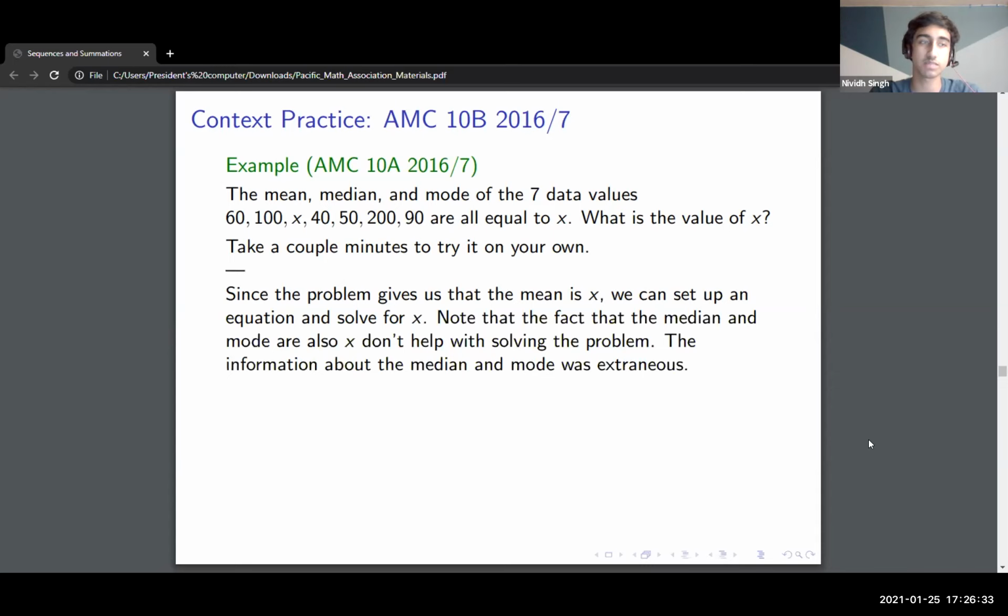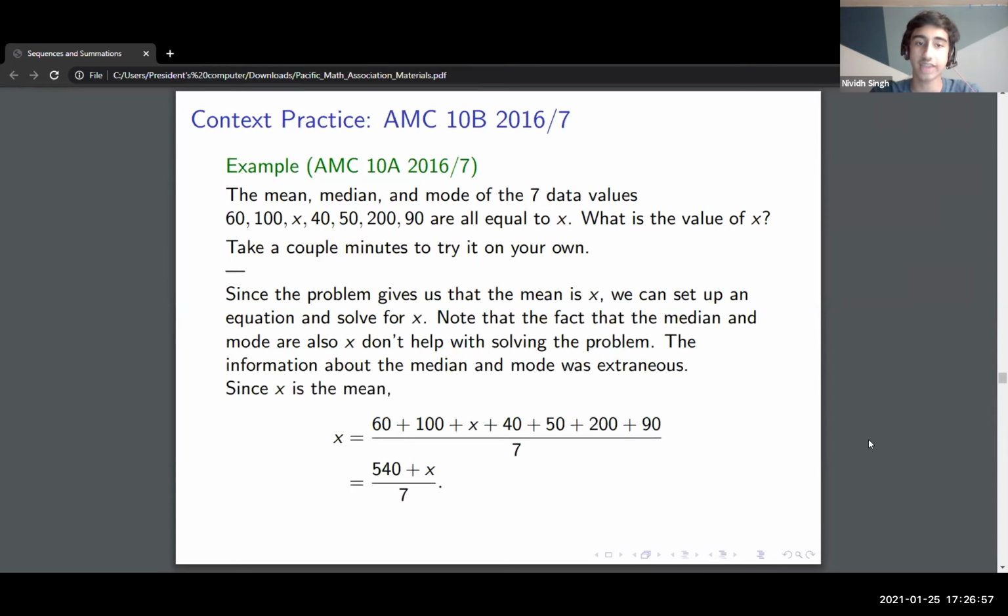Extraneous just means that it wasn't useful and it was just kind of fluff that the problem added in to distract us from solving the actual problem, to make the problem seem more complicated than it actually is. So in this example, we can just forget about the fact that the median and the mode are equal to x. We can focus on the fact that the mean is equal to x.